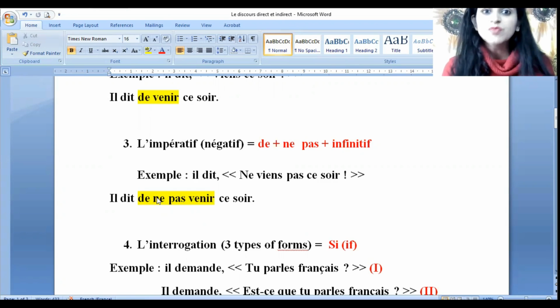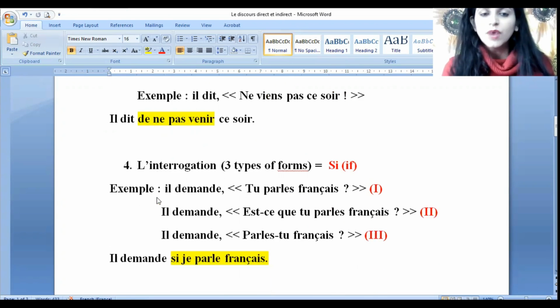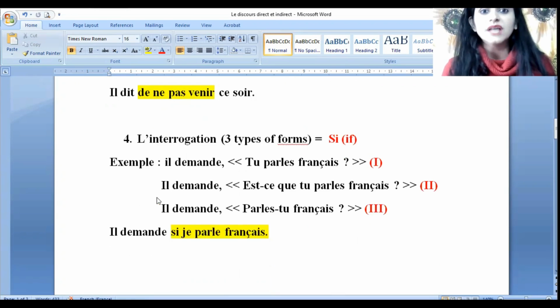Okay, so let's move ahead to the next point. What happens in the next point? L'interrogation. Interrogation, when you want to make a question. Okay, so how do you make a question? There are two ways how you can make the question, right? One is when you make a question using the forms, and the next is when you make the question using the words. So when you make the question using the forms, there can be three types of questions.